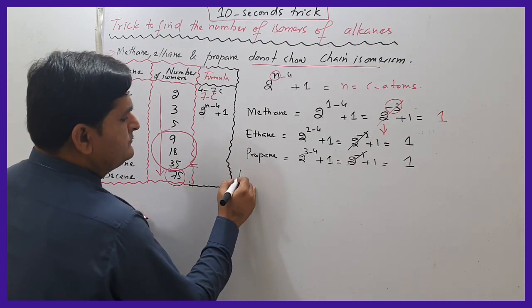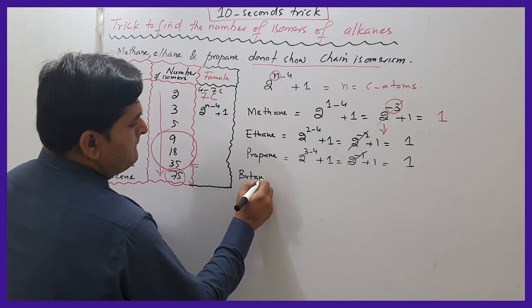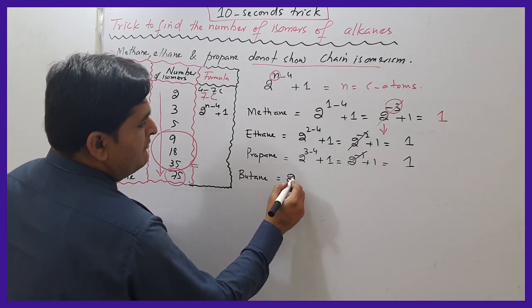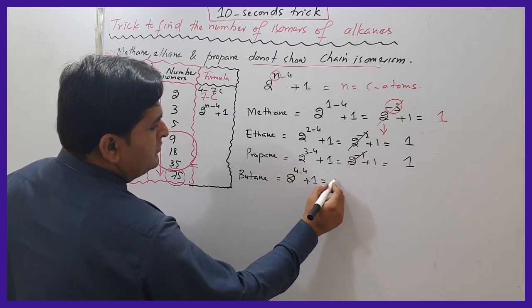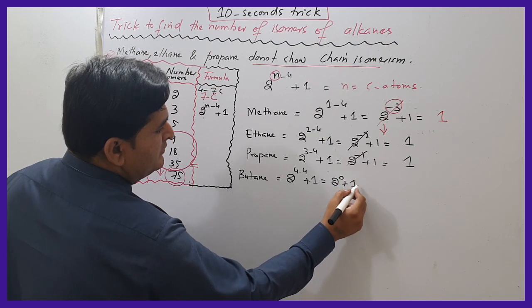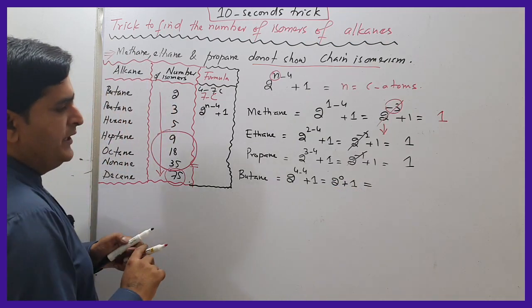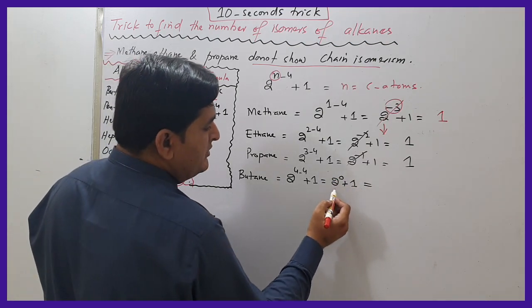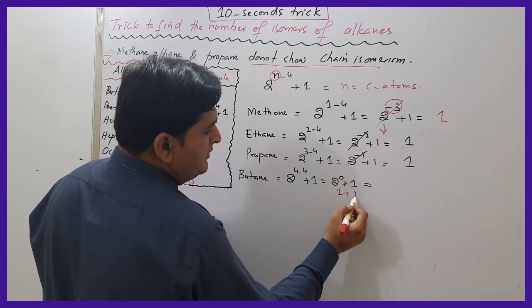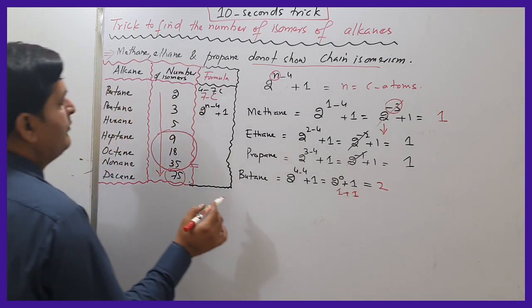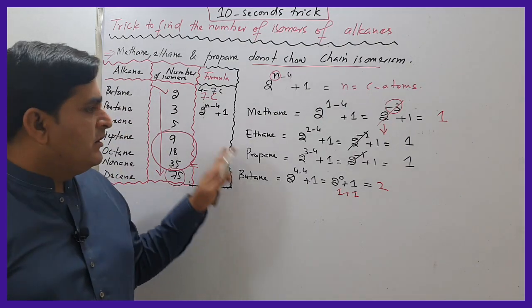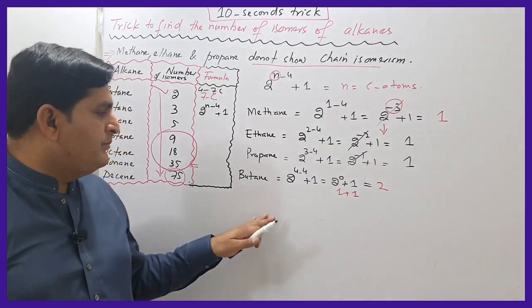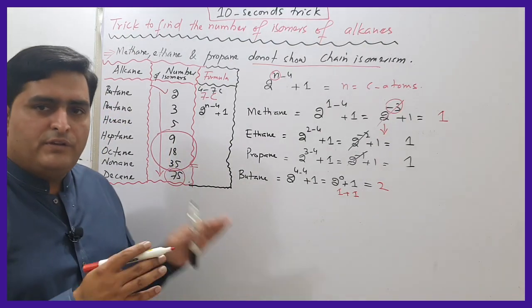For butane, the formula will be 2 power 4 minus 4 plus 1 is equal to 2 power 0 plus 1. Mathematically we know that if the power is 0, the value will be equal to 1. So 1 plus 1 is equal to 2. So butane has how many isomers? 2 isomers. So from this formula, using this trick, we can solve the number of isomers within 10 seconds.